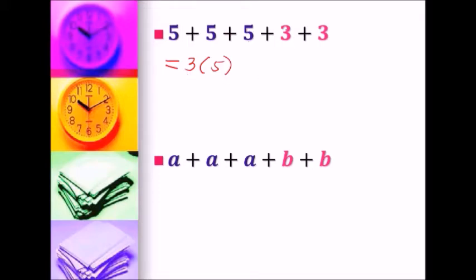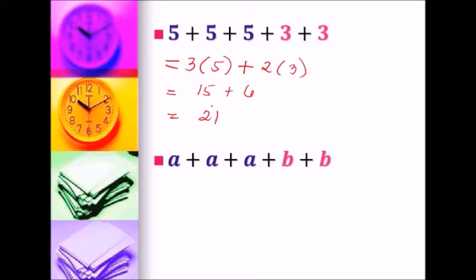And on this part, I'll just add a plus here to separate the two. Then we also have two 3s here. So therefore, this is 2 times 3. If you have these two statements, the results will still be the same. So 3 times 5 is 15 and 2 times 3 is 6. Therefore, 5 plus 5 plus 5 plus 3 plus 3 is the same as 15 plus 6, which is equal to 21.